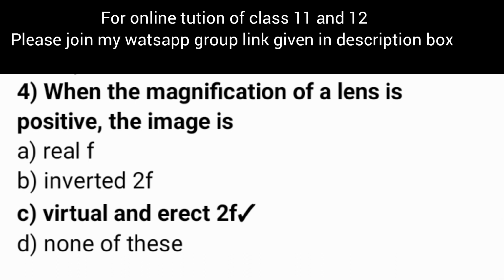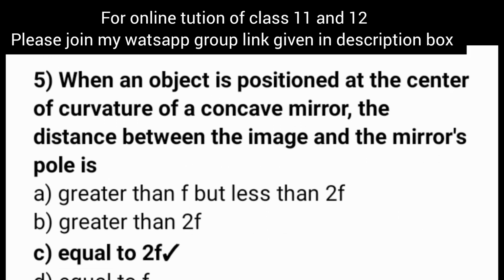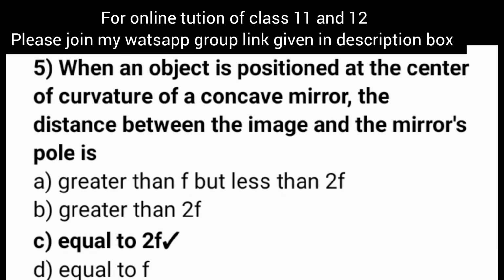Now question number 4 is, when the magnification of a lens is positive, the image is, so our correct option is virtual and erect. Question number 5. When an object is positioned at the center of curvature of a concave mirror, the distance between the image and the mirror's pole is, so our correct option is equal to 2f.